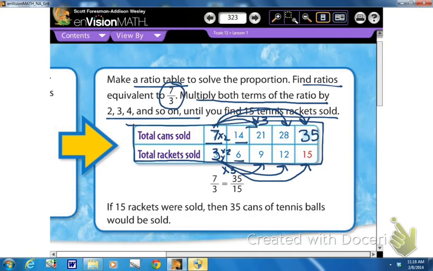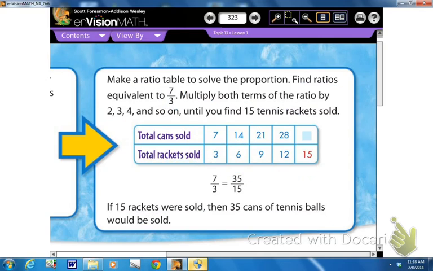So this is one way to solve this proportion. If 15 rackets were sold, then 35 cans of tennis balls would be sold. So here's our proportion: 7 to 3 is equal to 35 to 15.